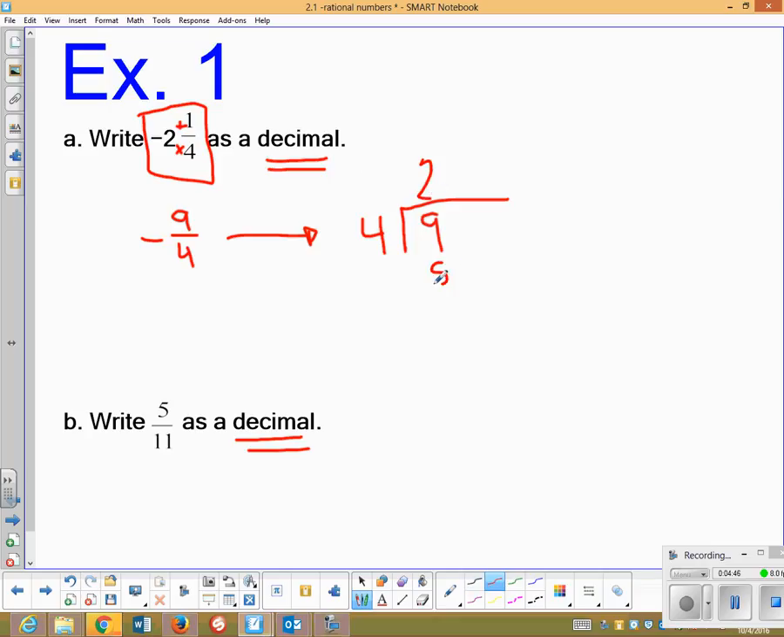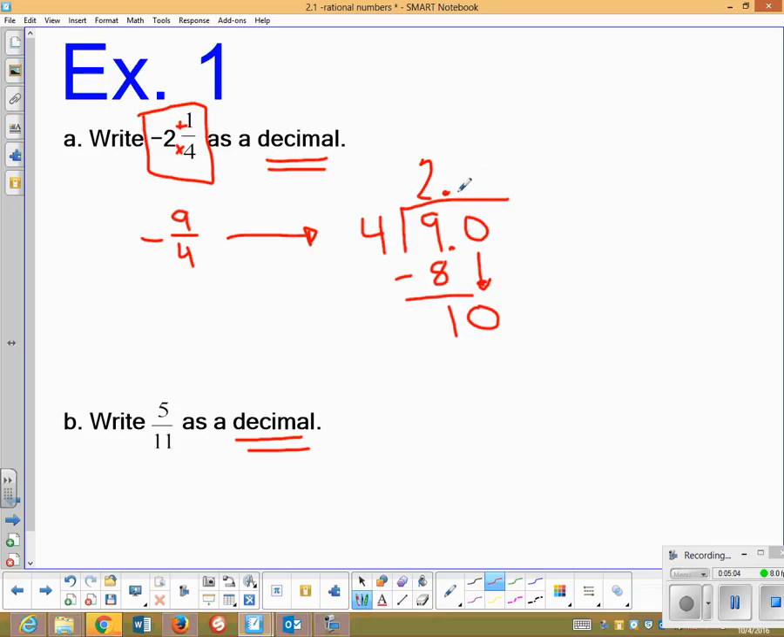4 times 2 is 8. 9 minus 8 is 1. Since I don't have another number, I need to drop a decimal and add a 0. If I drop a 0 there, drop a 0 here. And then you have here 4 into 10 is going to be 2. But before I do that, I need to make sure I don't forget my decimal.